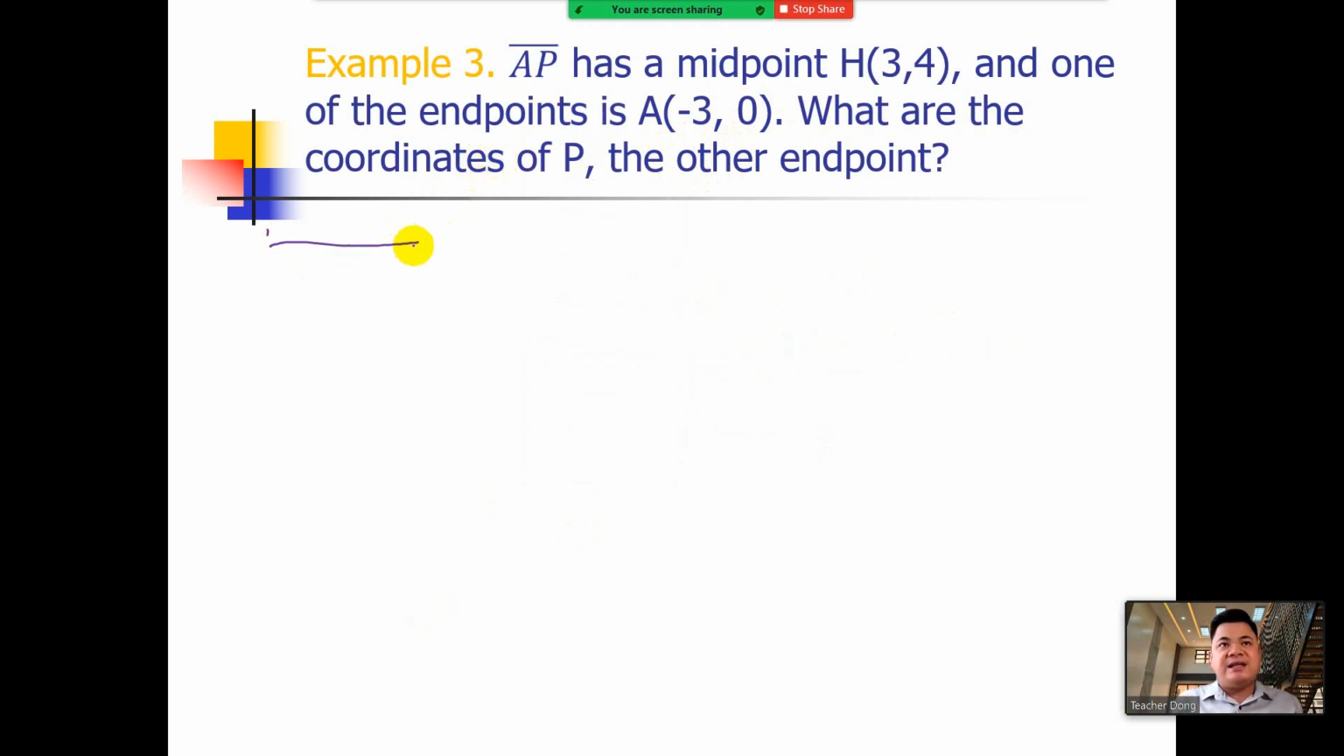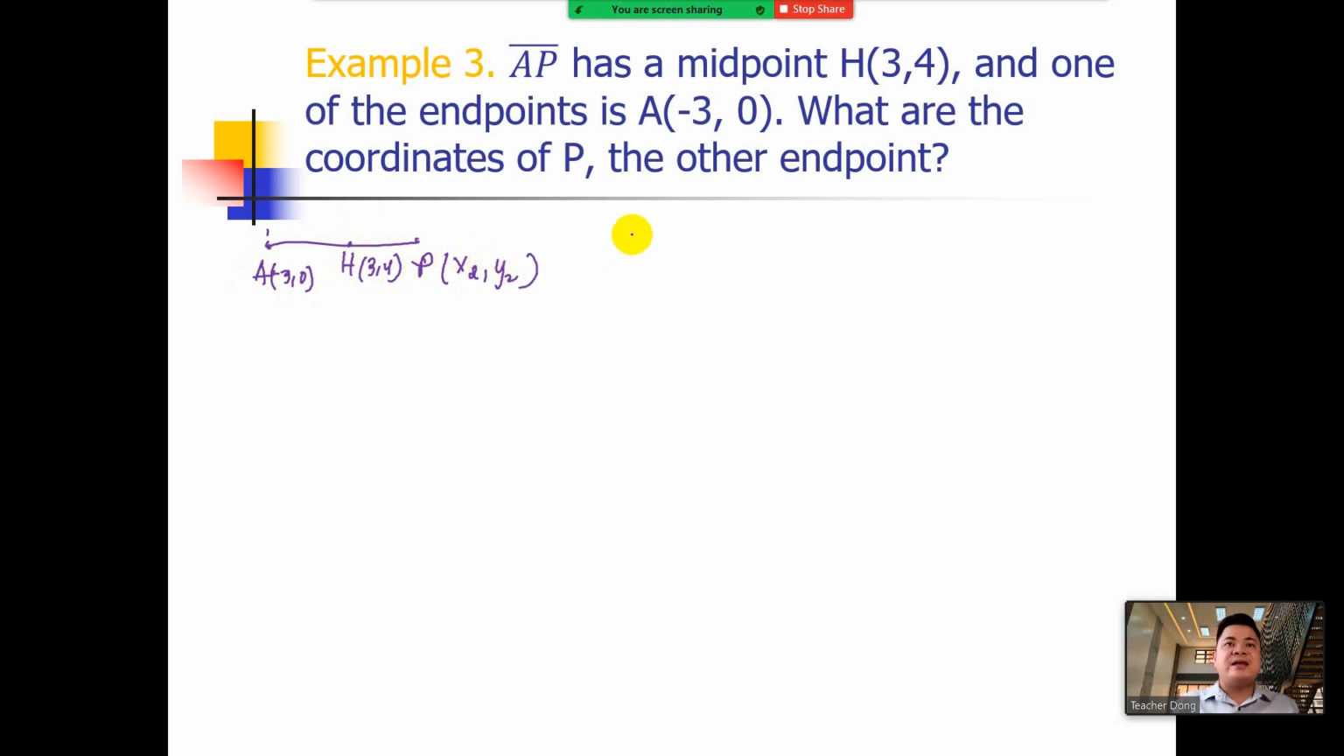So if this is the segment, the endpoints are A and P, and your midpoint is H. According to the problem, A has coordinates of (negative 3, 0), while H has coordinates of (3, 4). And for P, we don't have values. So we are looking for x sub 2 and y sub 2.